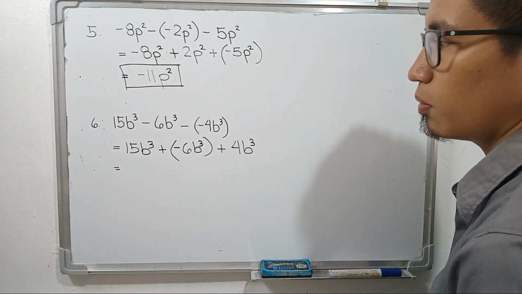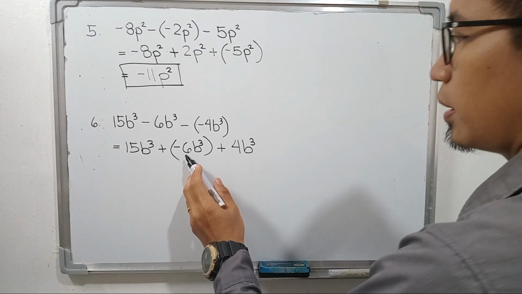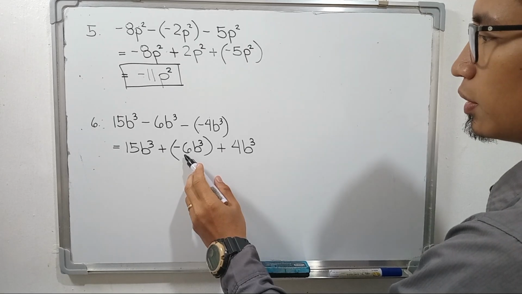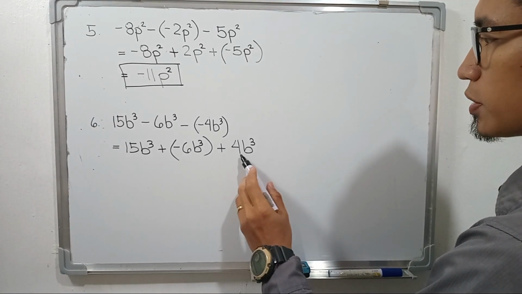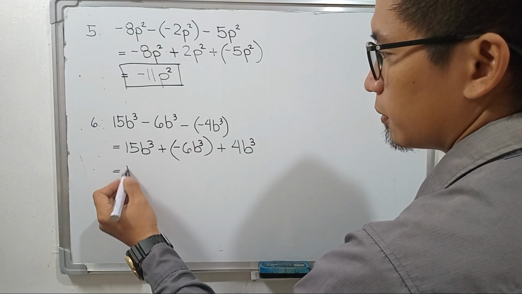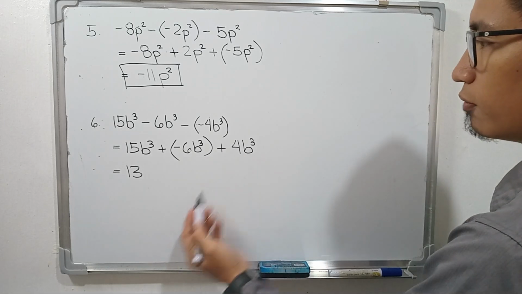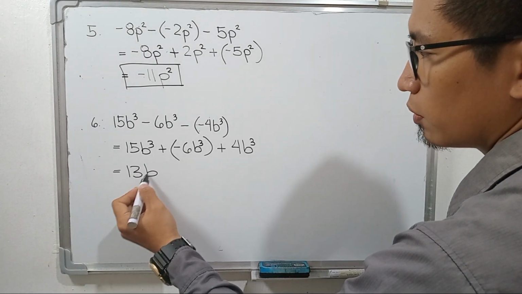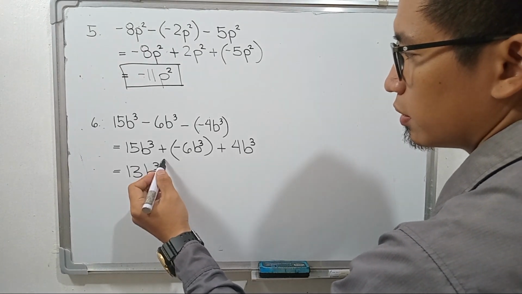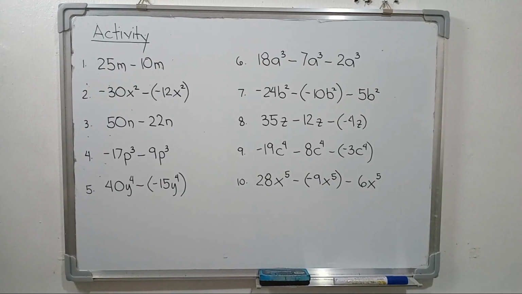First, we add their numerical coefficients. 15 plus negative 6 is positive 9. And then positive 9 plus positive 4 would be positive 13. And then we just copy their common variable b cubed. So the answer will be 13b cubed. Okay, that's it for our examples.